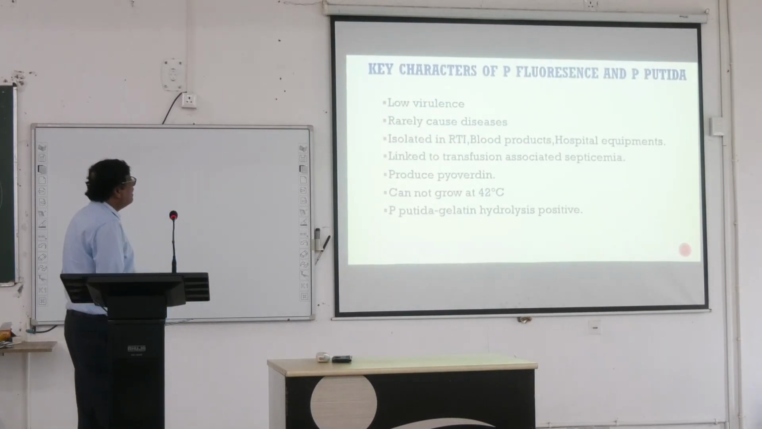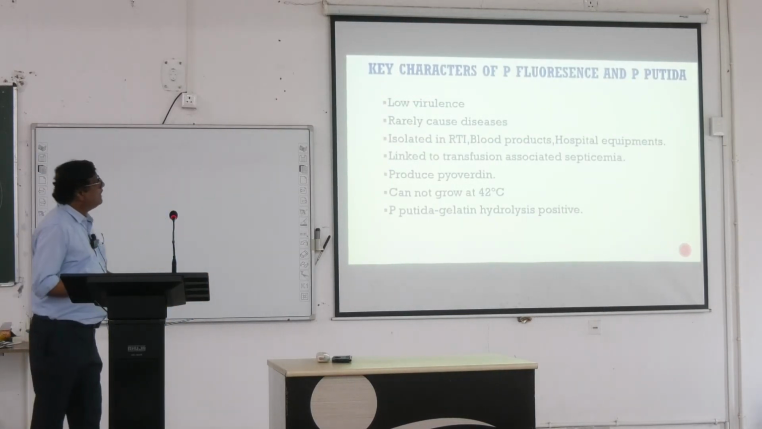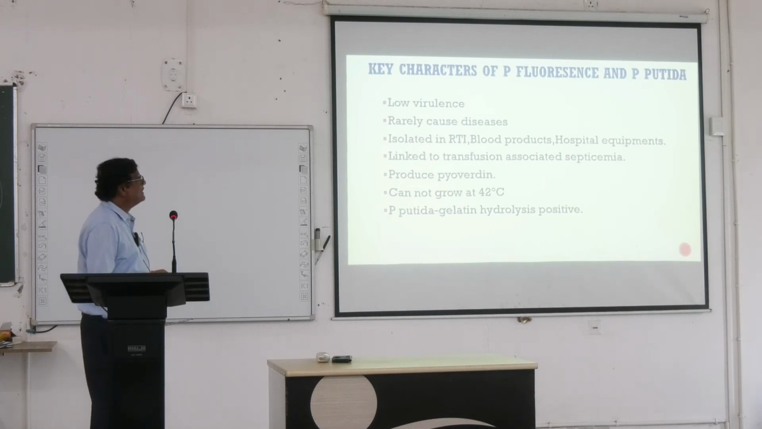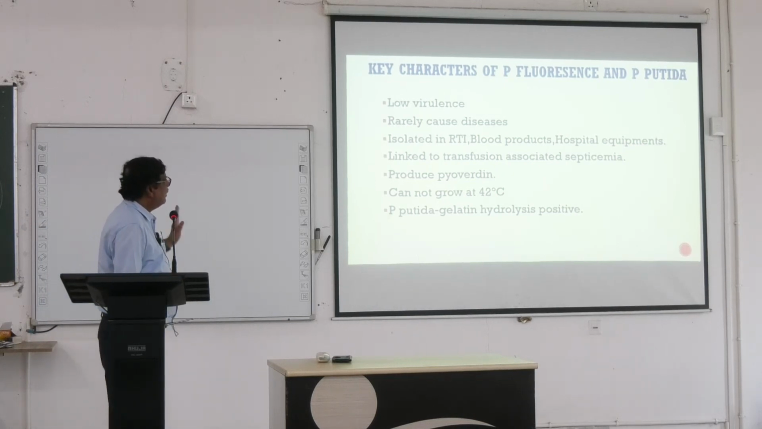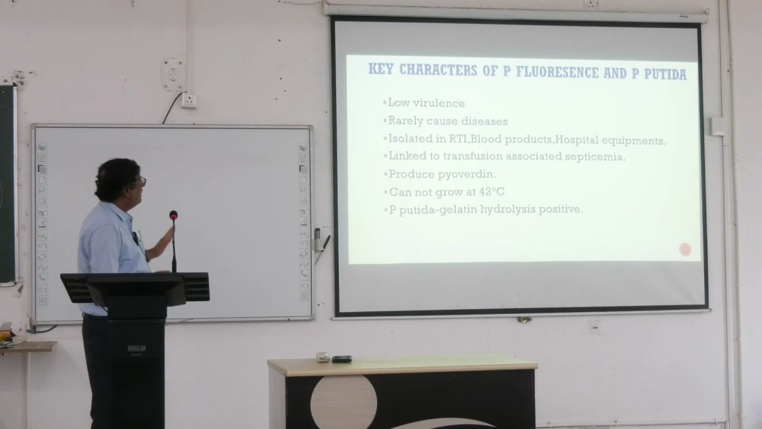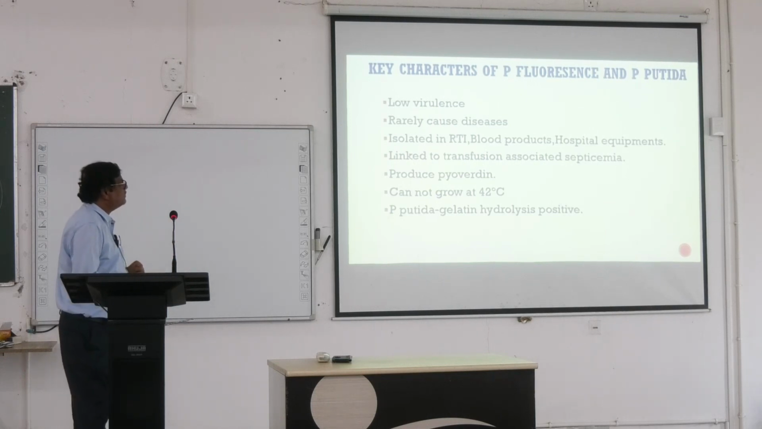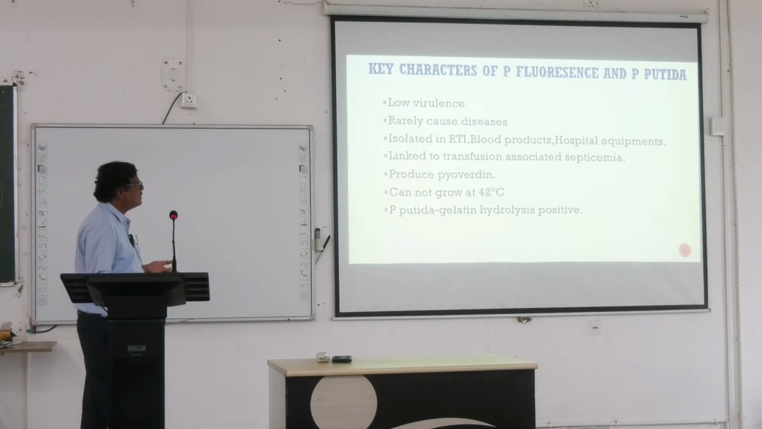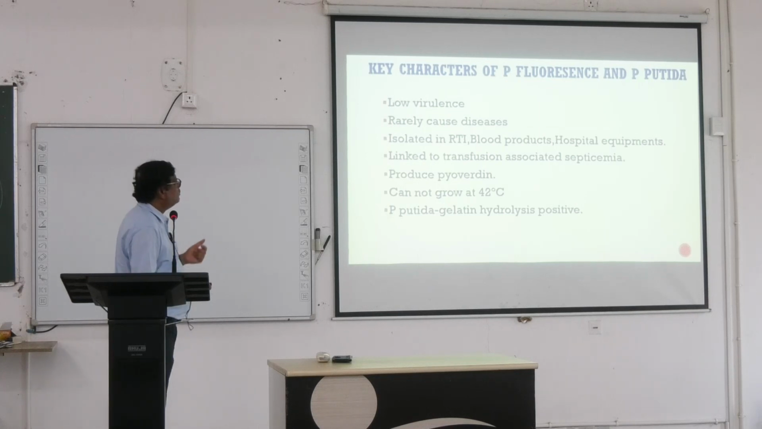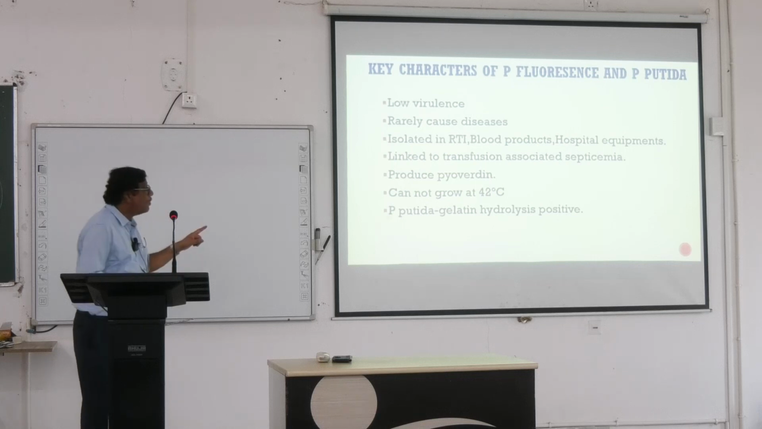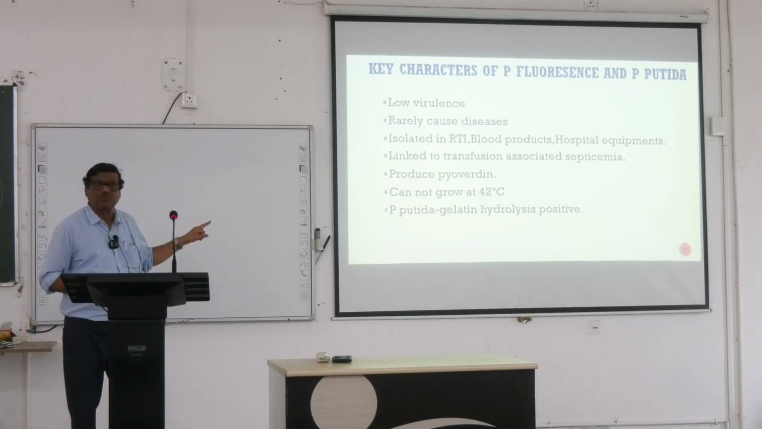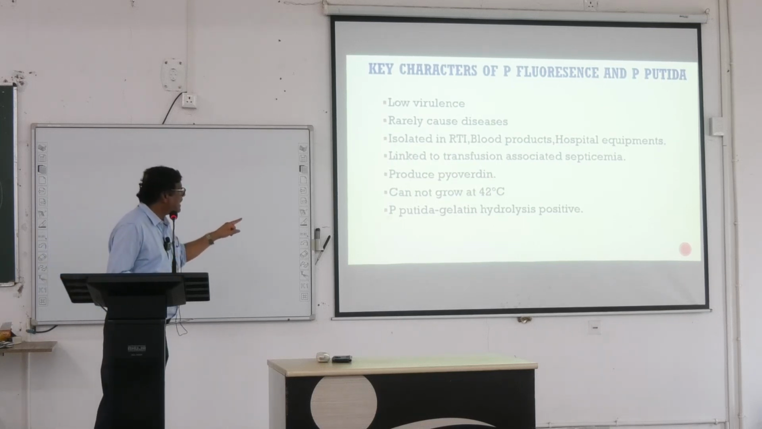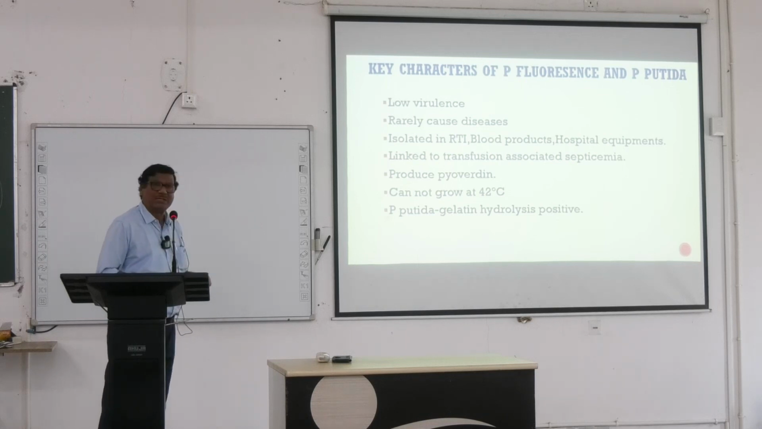The key characters of P. fluorescens and P. putida: they are very low virulence organisms and rarely cause disease. They are isolated in the respiratory tract, blood products and hospital equipment, linked to transfusion associated septicemia, and produce pyoverdin. They cannot grow at 42 degrees centigrade. This is an important point. And by the gelatin hydrolysis test, we can segregate P. putida from the others.